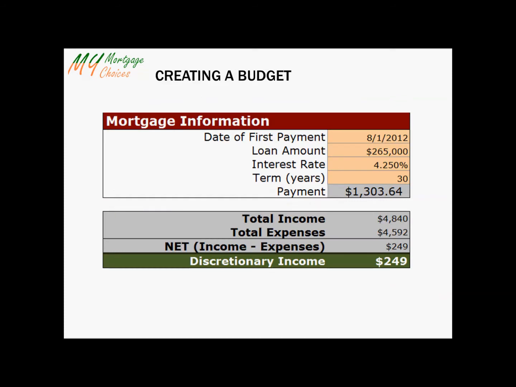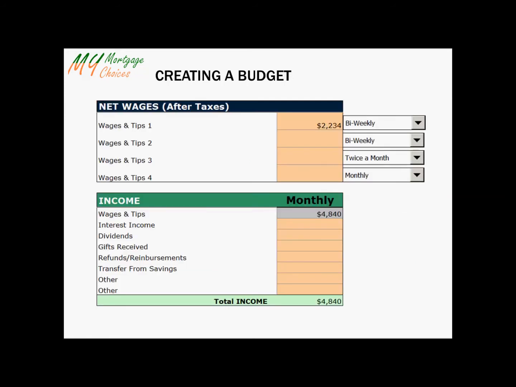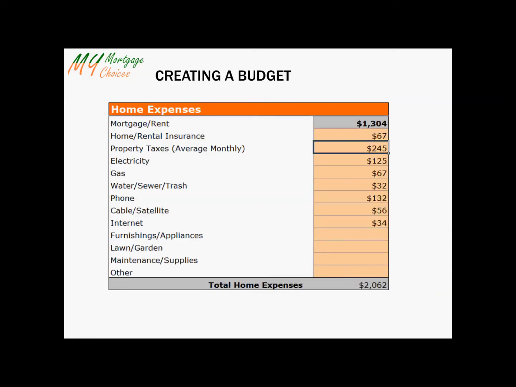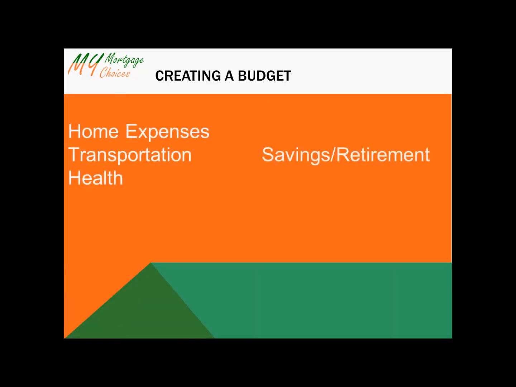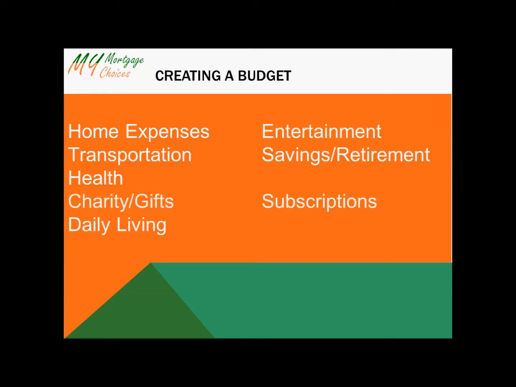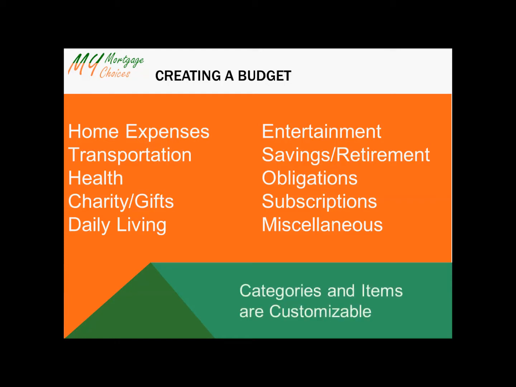So in creating a budget, we've created the program with your loan information already in it, and it'll calculate your discretionary income for you. You simply enter the information that shows your total income, and then you enter information about your home expenses, transportation, health. We've also included categories for savings and retirement, daily living, entertainment, subscriptions, charities and gifts, if you have obligations such as student loans or credit cards, and any miscellaneous expenses. Just remember that all of these categories can be changed. They're all customizable, so each item under the categories can also be changed.